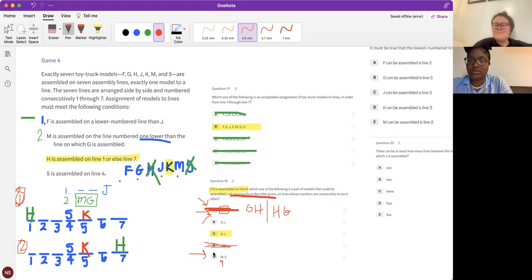Yeah, but sorry, let me re-ask the question. In E, for E to work, where are they saying M has to go? Like, where do they want us to see if M can go? They want us to see if M can go third. Yes, there we go. And that doesn't work, right? Because M has to be next to G. Right. Excellent. That's why that answer is wrong.